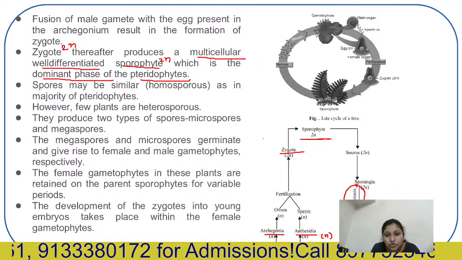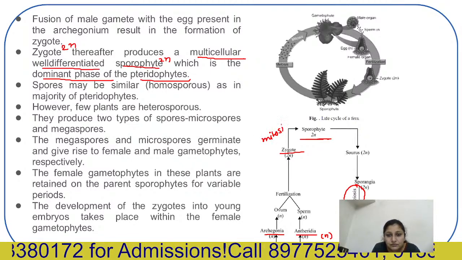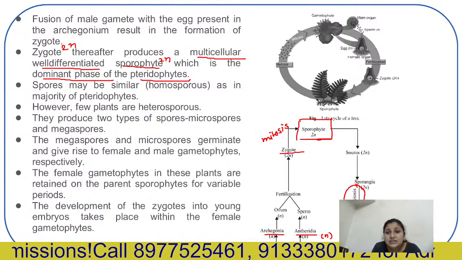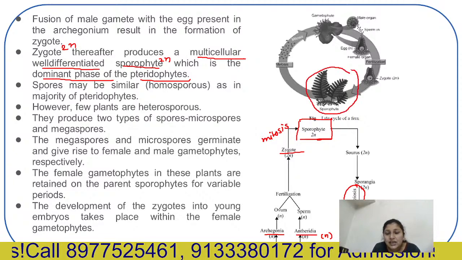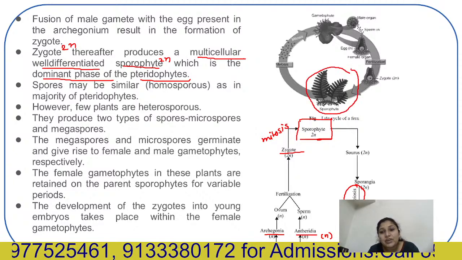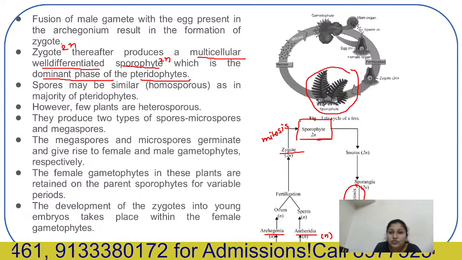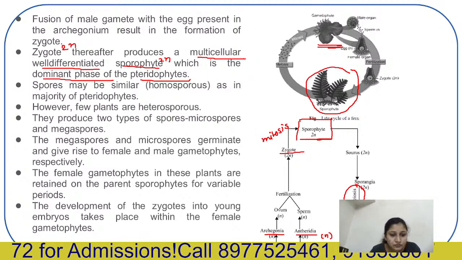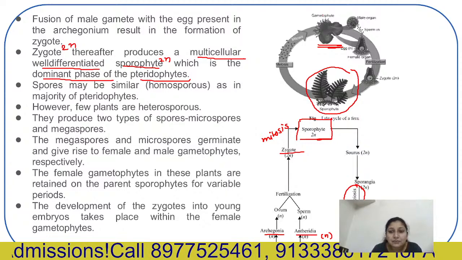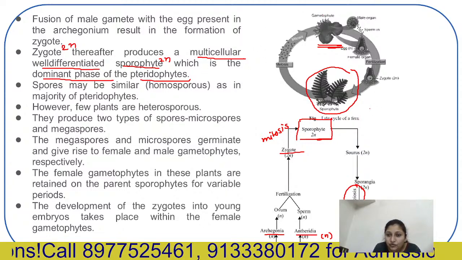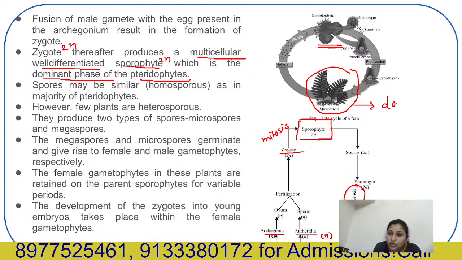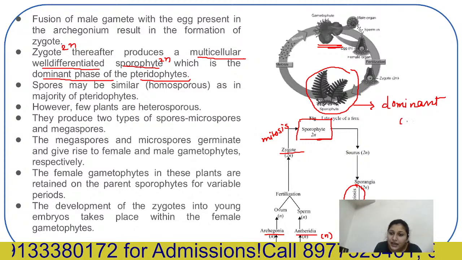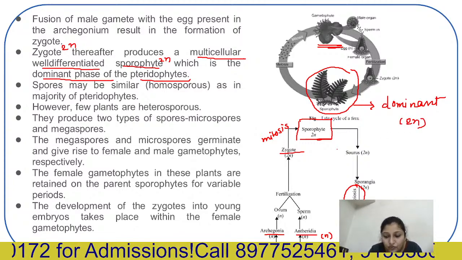This zygote undergoes mitosis to give rise to the sporophytic body. This is our sporophytic body. You can see the well developed tree-like structure in the sporophyte. But the gametophyte is not well developed. It is prothallus type, of primitive type. So the dominant phase in case of pteridophytes is this, which is sporophytic and 2n.